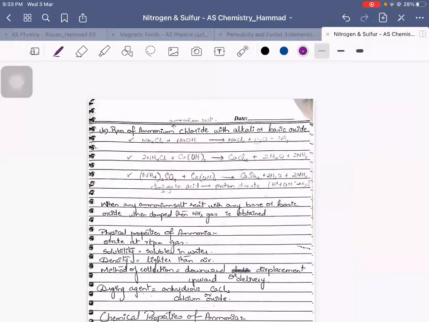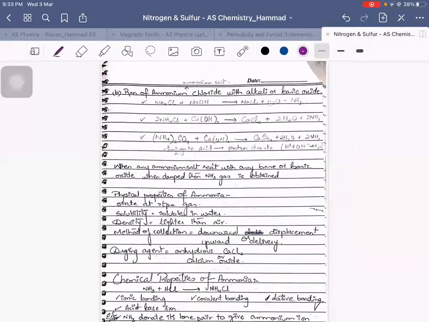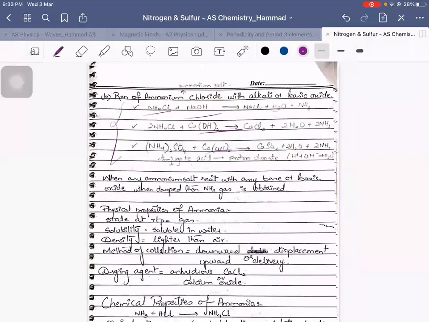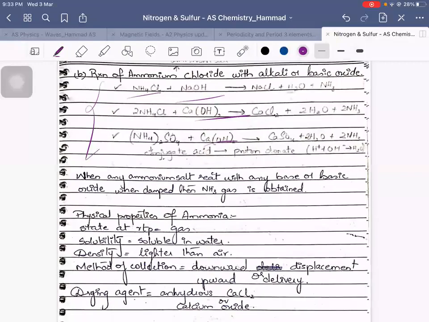Moving forward, ammonium chloride with alkali or basic oxide. These are a few set of reactions. Ammonium chloride has acidic properties, so will react with an alkali and therefore produces salt, water, and ammonia gas. When any ammonium salt reacts with any base or basic oxides, when damp, then NH3 gas is obtained.